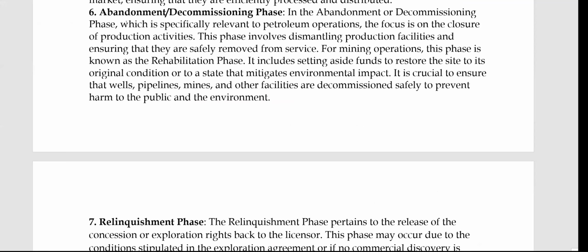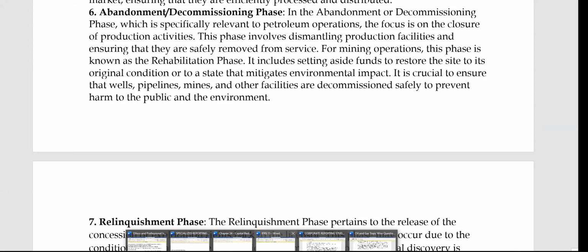In the abandonment or decommissioning, which is specifically relevant to petroleum, the focus is on the closure of the production activities. This phase involves dismantling production facilities and ensuring that they are safely removed. For mining, this phase is known as rehabilitation phase. It includes setting aside funds to restore the site to its original condition or to a state that mitigates environmental impact. It is crucial to ensure that wells, pipelines, mines, and other facilities are decommissioned safely to prevent harm to the public and the environment. Are you gradually getting the framework? It's not about the questions I'm solving. It's the mindset behind it.